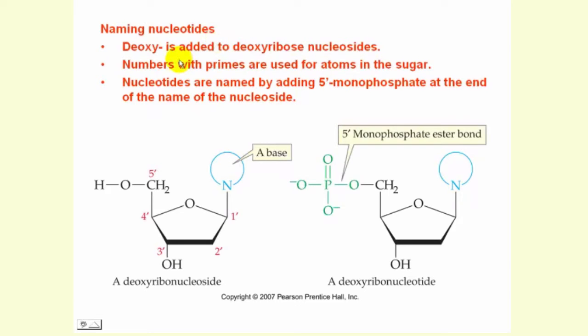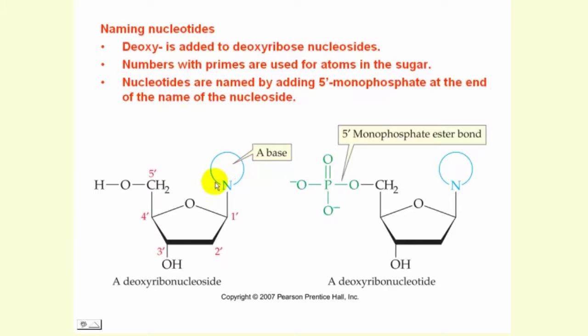Now, how do we name a nucleotide? Deoxy is added to deoxyribose nucleosides. Numbers with primes are used for atoms in the sugar. Nucleotides are named by adding 5' monophosphate at the end of the name of the nucleoside.